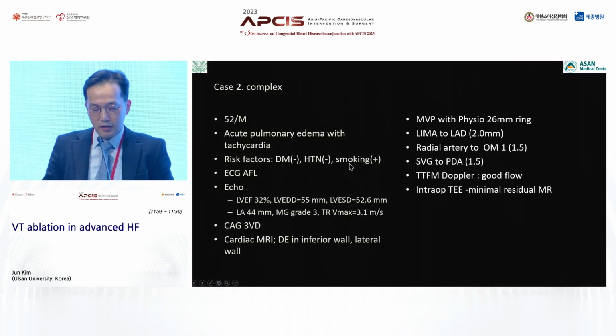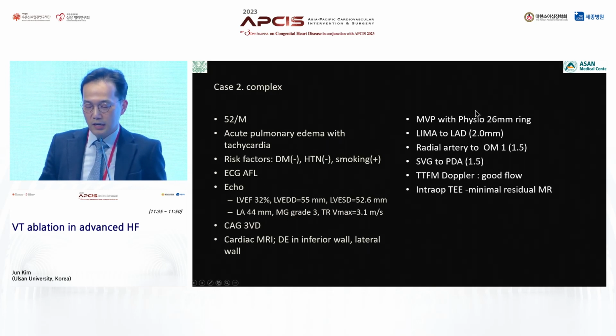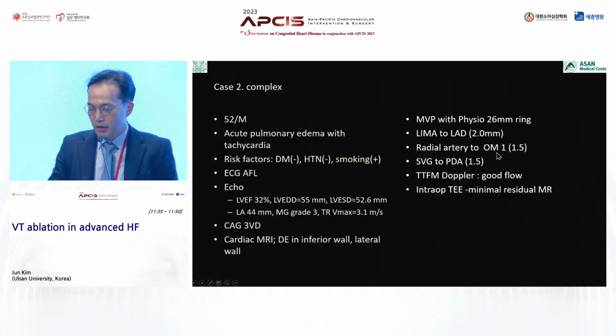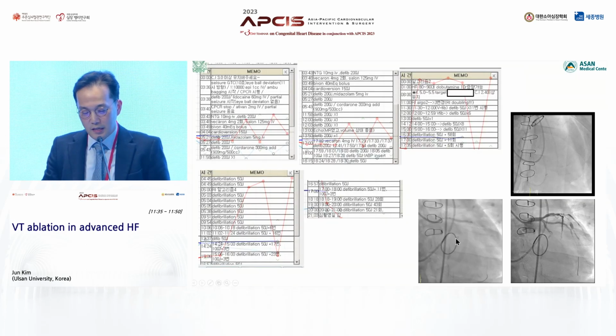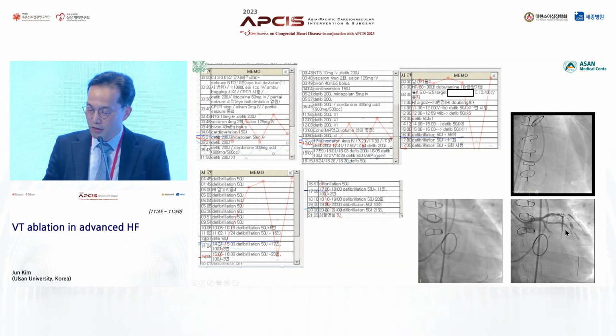And the second case is a 52-year-old man with coronary artery disease and atrial flutter, and he underwent mitral valve repair and CABG surgery. Several days later, he had recurrent ventricular fibrillation requiring multiple hundreds of defibrillations, and he underwent urgent coronary revascularization in the obtuse marginal branch.